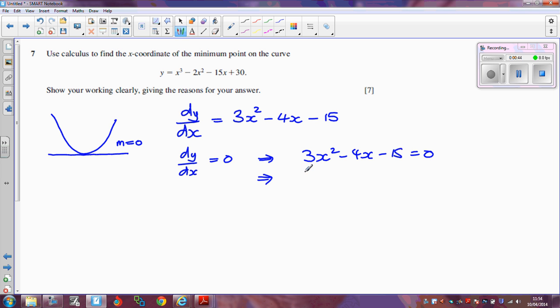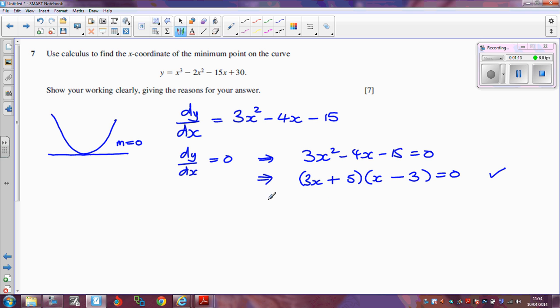Now we need to factorize that. So you can either do it by inspection. So it's got to be 3x there, and it's got to be x there. Two numbers that multiply to make 15. Well, I'm going to try 5 there and 3 there. Well, that gives me 5x and 9x. If I put a minus sign there and a plus there, I've now got 3x squared plus 5x minus 9x, which is minus 4x, minus 15, which is correct.